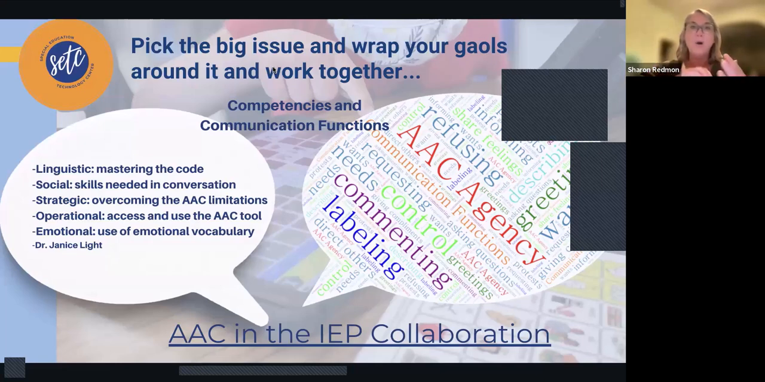So OT and speech and me, we all need to have a written expression goal and writing goal. What does that look like, right? What is the big issue that we can work together?